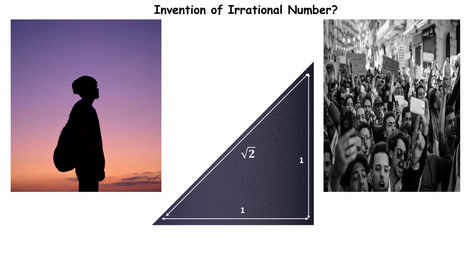But the followers of Pythagoras protested against him. They did not accept that concept, as they thought only rational numbers exist, not irrational numbers. So it is said that they threw Hippasus into the sea as a punishment from God. So this is the sad story behind the invention of irrational numbers.